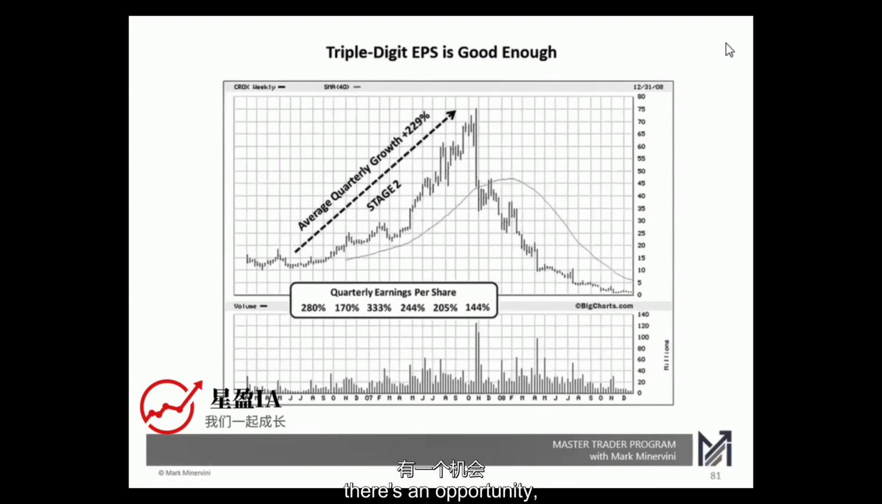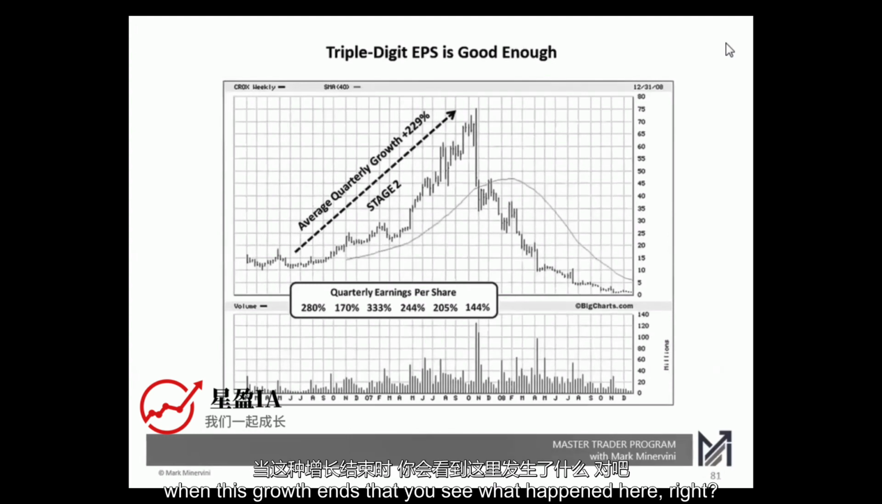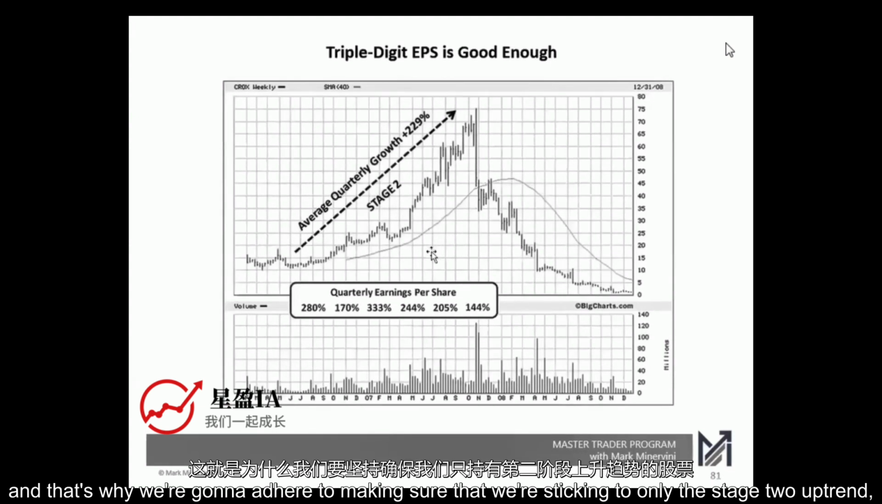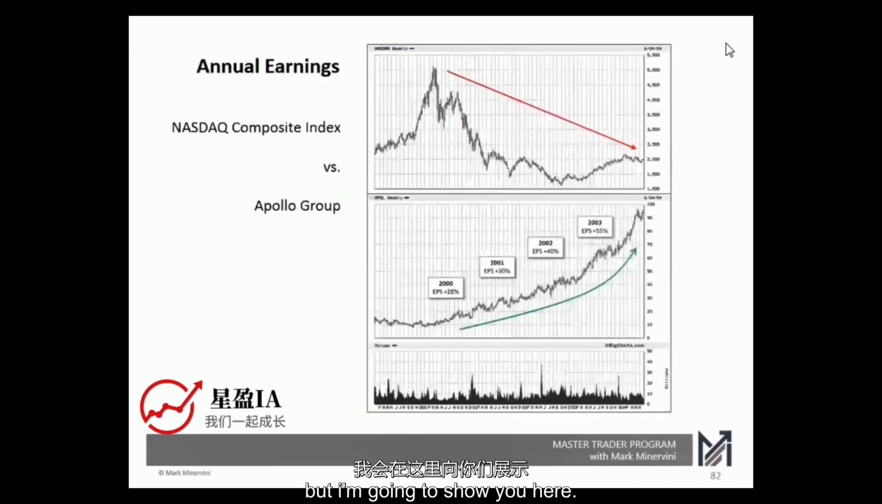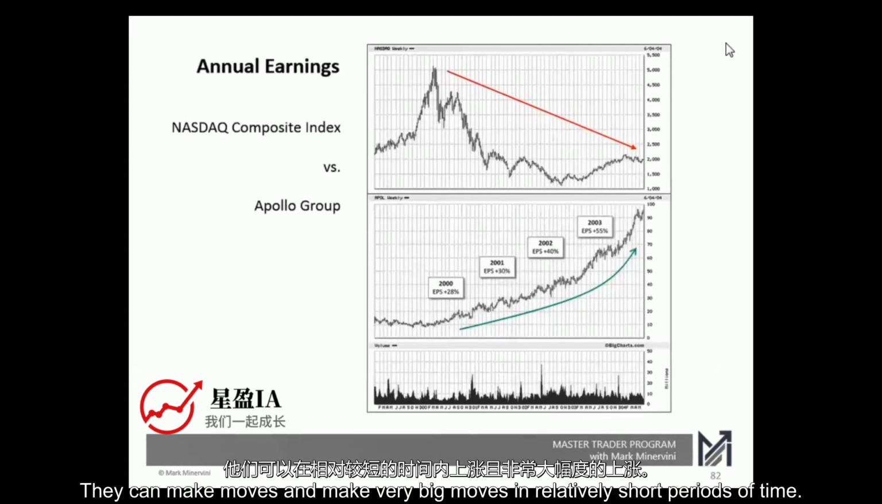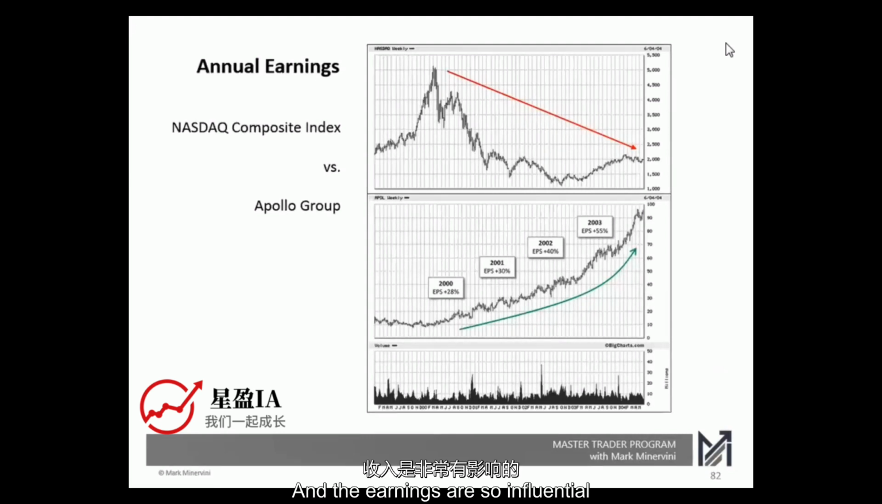There's an opportunity, but also you have to beware that when this growth ends, you see what happened here, right? So the stock tops, and that's why we're going to adhere to making sure that we're sticking to only the stage 2 uptrend. But as I'm going to show you here, you don't need a lot of time in these stocks. They can make very big moves in relatively short periods of time. And the earnings are so influential that this was an example that I always love showing.